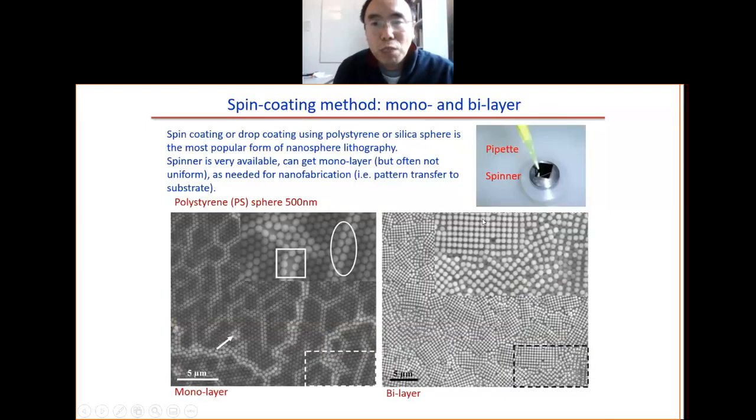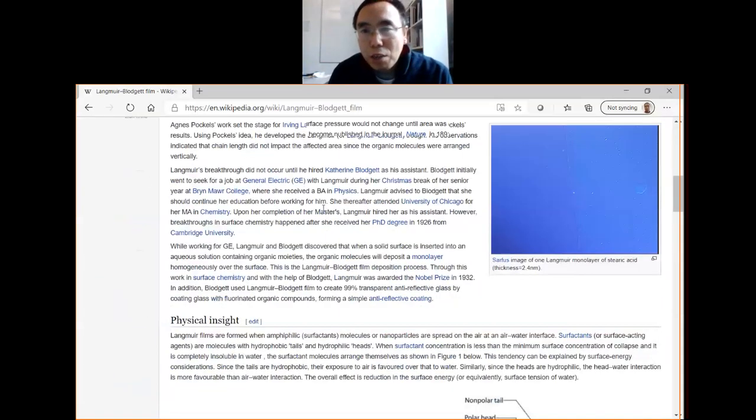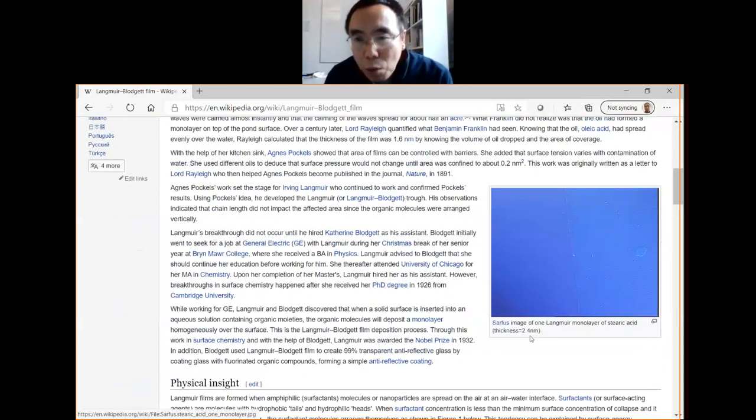A better way to do this is to use the LB method. If you just want one monolayer, you will use this one. So what is the LB method? This is the Langmuir-Blodgett method. Langmuir won the Nobel Prize, but she didn't. Here you can find a very thin monolayer of stearic acid.